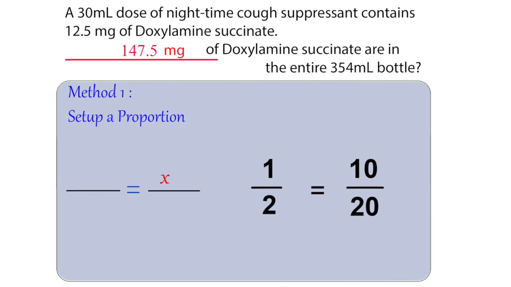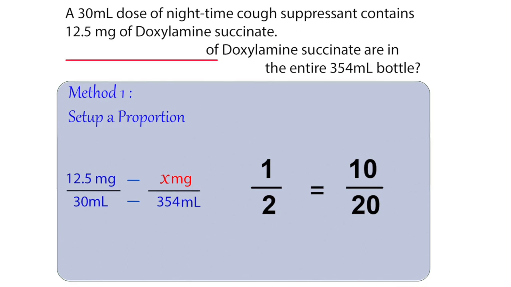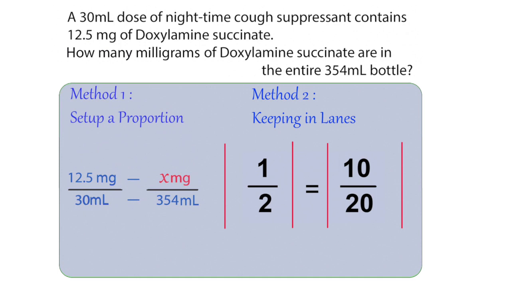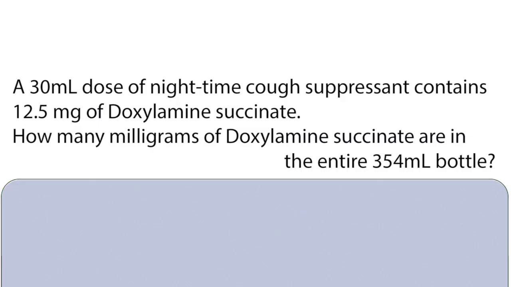Method 2 is one I prefer myself. It just sets the proportions up in a slightly different way, and for me a way that is easier to remember. I'm just going to call it keeping in lanes. And it's simply a case of keeping like terms with like in their own lanes, regardless of whether it's percentages, milligrams, milliliters or whatever. So, just to read the question again.